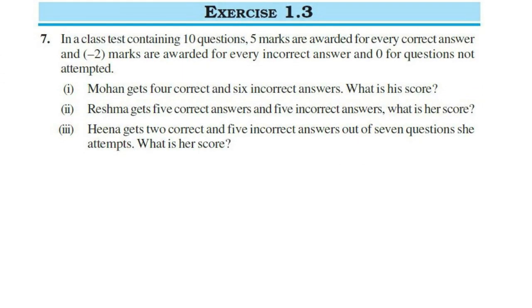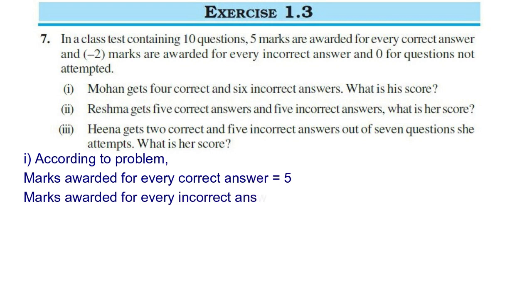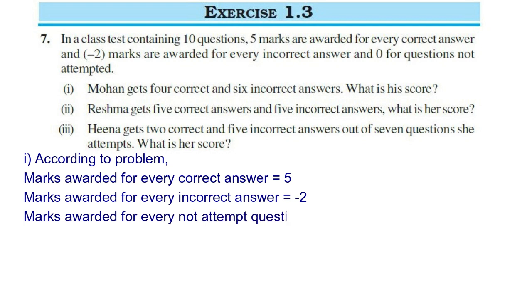Now go to problem number 7. In a class test containing 10 questions, 5 marks are awarded for every correct answer and minus 2 marks, means negative 2 marks, are awarded for every incorrect answer and 0 for question not attempted. Okay, go to the first problem. Mohan gets 4 correct and 6 incorrect answers. What is his score? Now go to the calculation part of the correct answer.